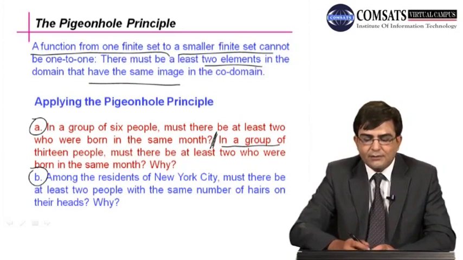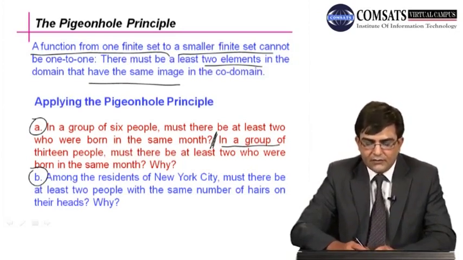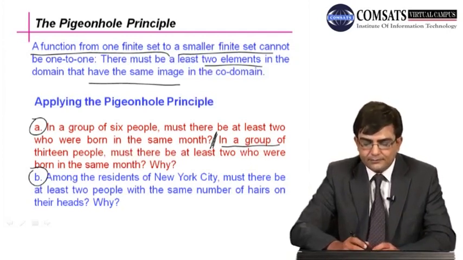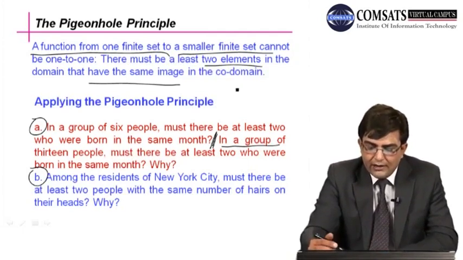In a group of 6 people, must there be at least 2 who were born in the same month? Is this necessary? Is this a must or not? We have 6 people and months. How many months are there in a year? Basically we have 12 months. So the domain contains 6 elements.